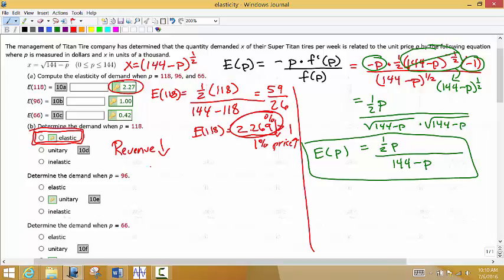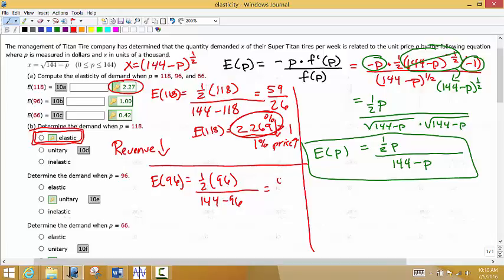All right. So let's see what happens when we put in a 96. So E of 96, that would be 1/2 of 96 divided by 144 minus 96. So we're going to take 96 divided by 2. I get 48. And then 144, take away 96, I get 48. And in this case, I get exactly 1.